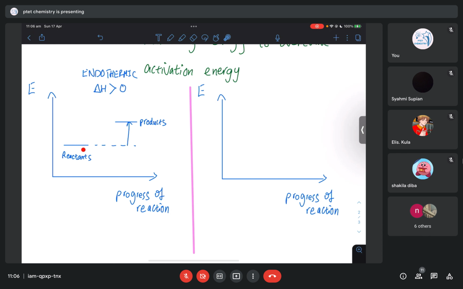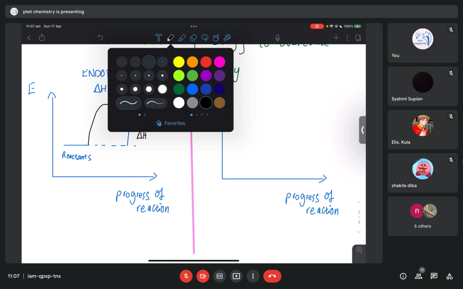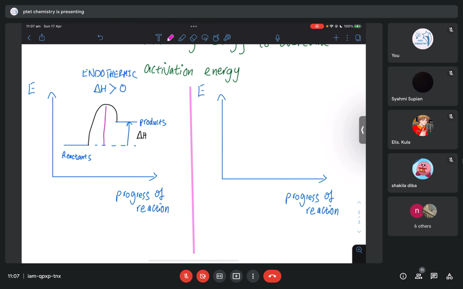The reactants absorb energy to form the products. The products have higher energy than the reactants. This is an example of an endothermic reaction. So that thing there, from the reactants to the products' energy level, that is your delta H. It represents enthalpy changes. And this pink colored thing that I'm drawing, from the reactant to the top of the peak, that is called activation energy.